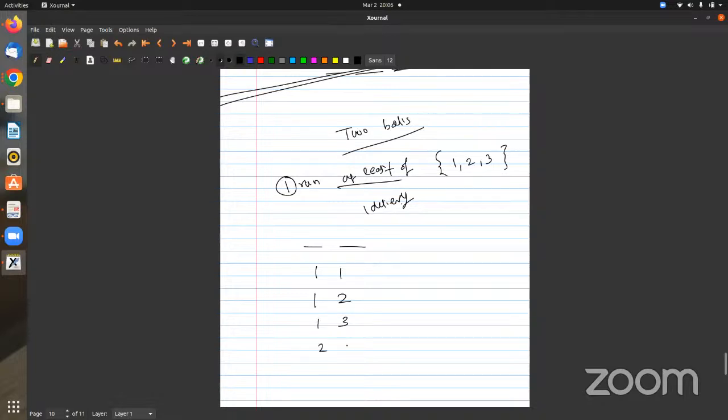I'll start with 2. I can have 2, 1, 2, 2, 2, 3, right? 2, 2 I cannot use because I need to score 1 run, right? So I will use only 2, 1. Then 3, 1. All these are the possibilities, right? That's it. How many ways are there? 5 ways.